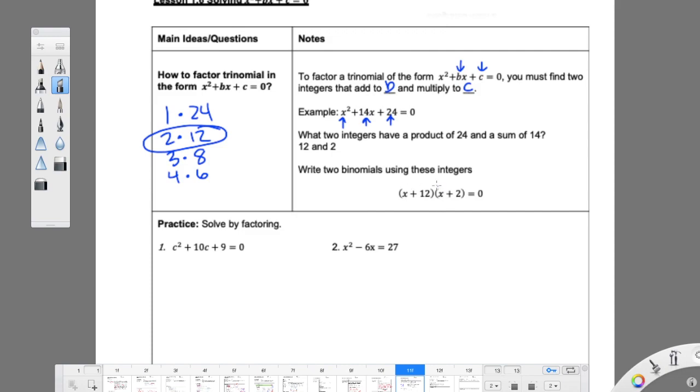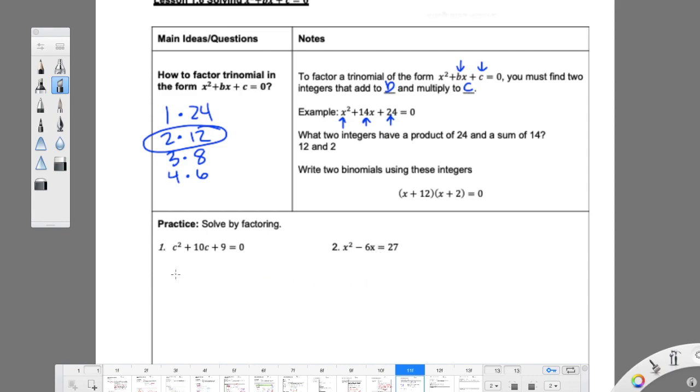Once we start adding a coefficient there, that does get a little bit more complicated, but definitely doable. Just one extra step thrown in there that we have to take into account. But for now, we're just looking at a variable squared, and then we break down the factors of that last term to add up to that middle term. All right, let's go ahead and practice this on number 1 and 2.